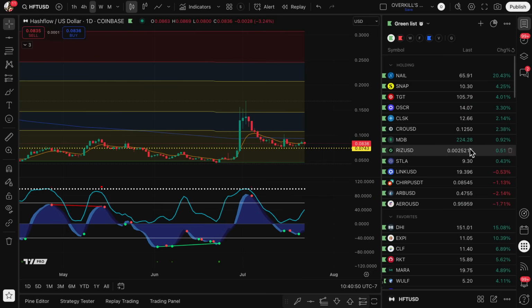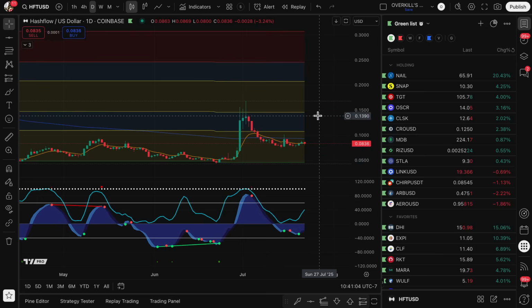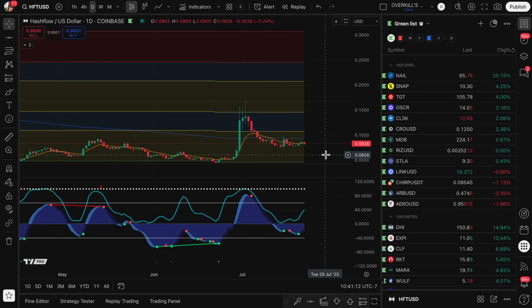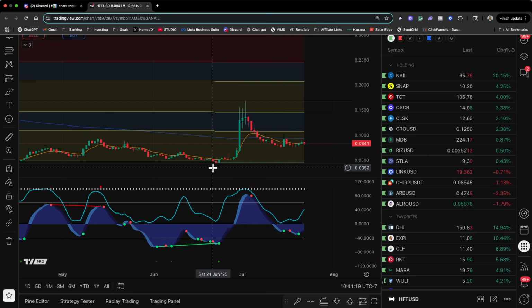Chainlink is in my portfolio because it's technology. Chirp, same thing. ARB, same thing. AERO, same thing. Riz, same thing. I love the technology of all those projects. I'm not just buying it because Pump Dumper 69 on Twitter said so. We want to buy it because we believe in it. We believe in the project, the technology, the company. Don't buy shitcoins. Don't chase pump and dumps.